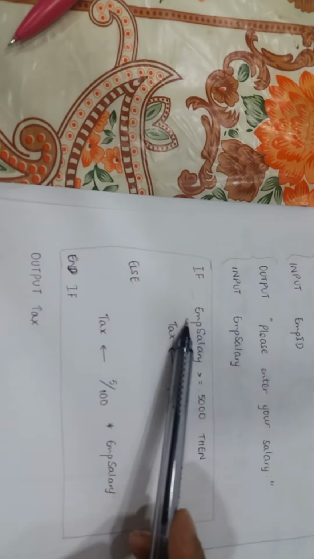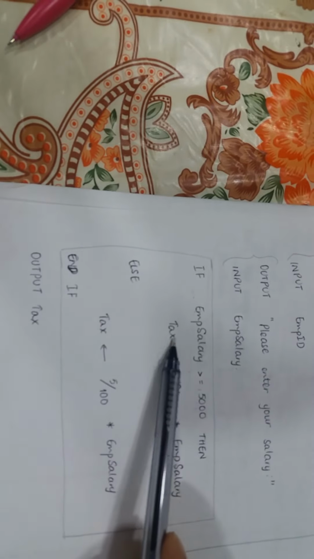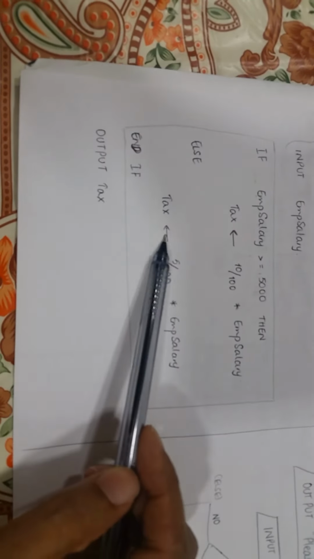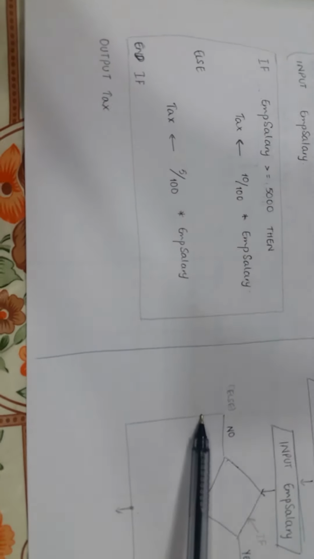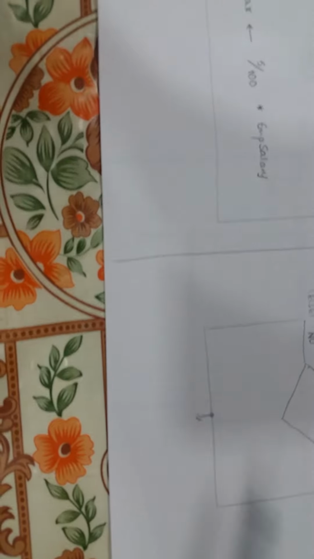N'oubliez pas, you have an if path. After then you have instruction, after else you have instruction. Whatever instruction is found after then is going to be listed here, and whatever instruction is found after else is going to be listed here, and whatever instruction is found after end if is going to be listed here. So this point I am going to call it end if point.